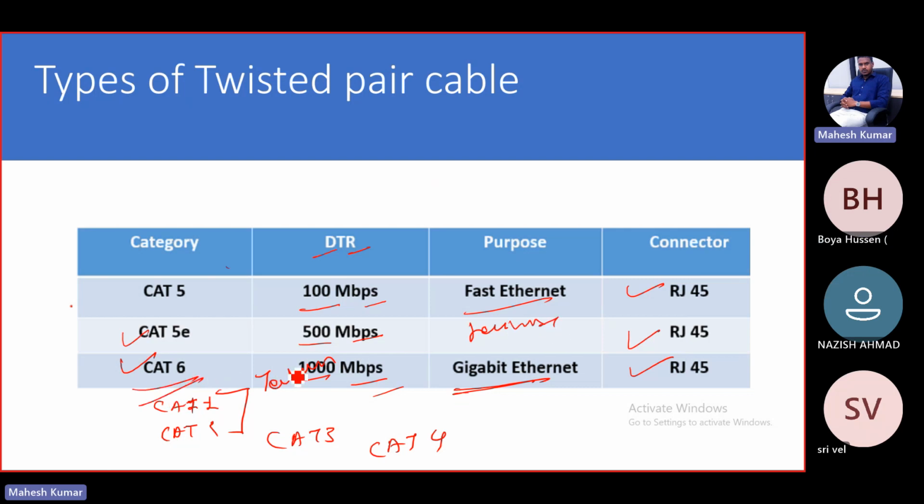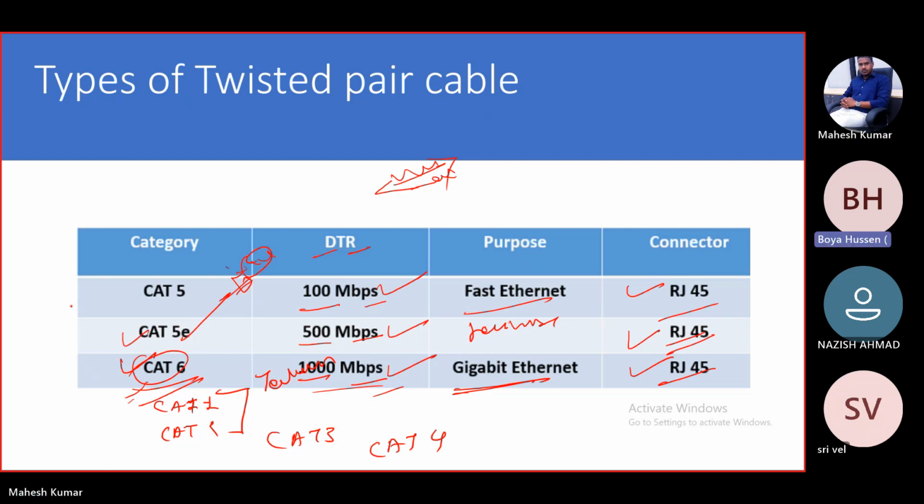But when we talk about CAT6, it will support 100 Mbps also, 500 also, 1000 also. Don't consider that if it is CAT6 on one side, the other side must also be CAT6. Not like that. The type of connector will be the same. They will handshake and send and receive packets as per their capability.